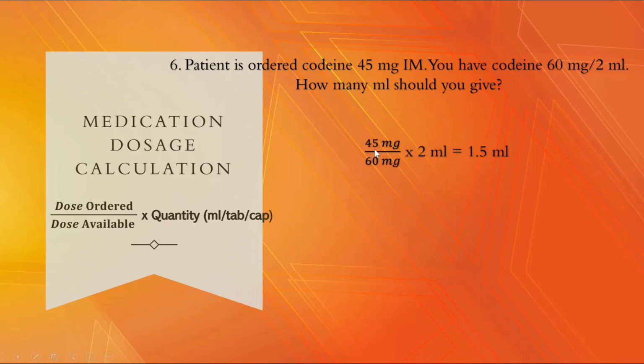So to calculate: 45, the dose ordered, divided by 60, the dose available, which is in the same unit, into the quantity, which is 2 ml. So 45 divided by 60 into 2 gives 1.5 milliliters.